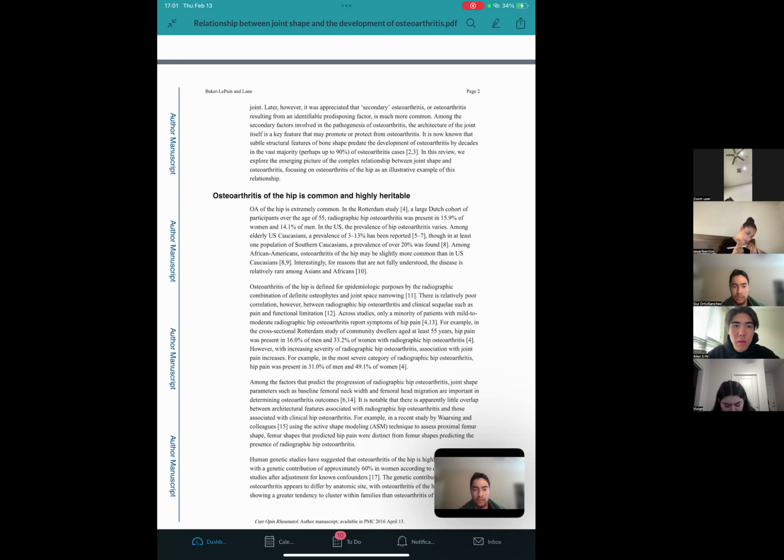In this review, we explore the emerging picture of the complex relationship between joint shape and osteoarthritis, focusing on osteoarthritis of the hip as an illustrative example of this relationship.